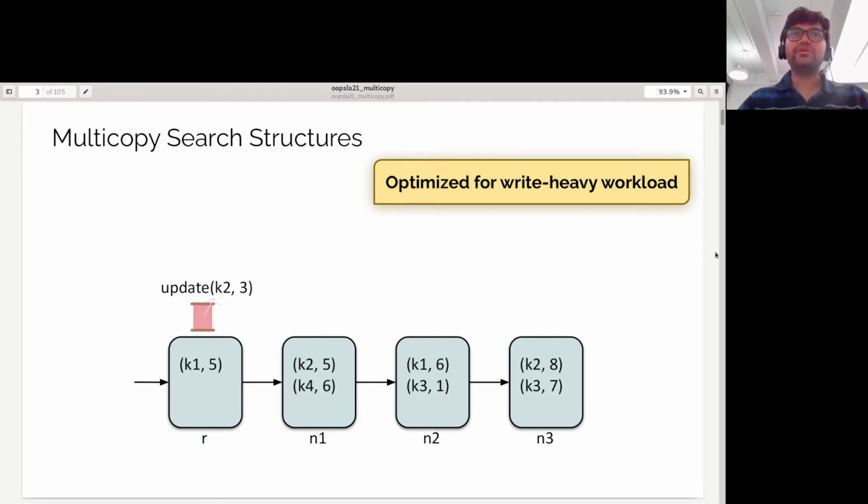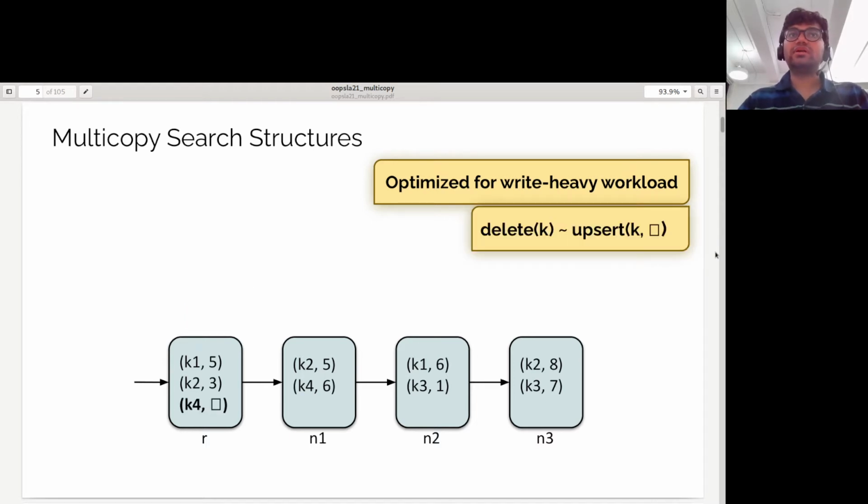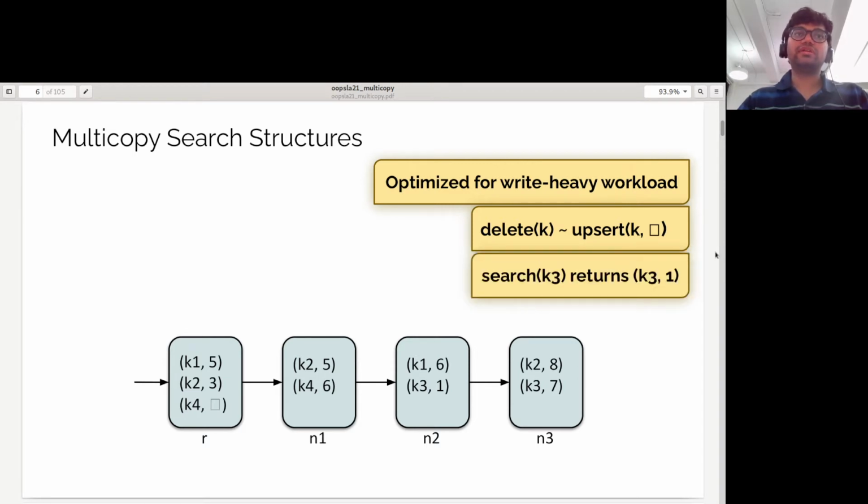The simplest way to handle these updates is to just add the updates at the root node. Deletions are also handled in the same manner as the update by using a tombstone value. Together we call this operation the upsert operation. Search, on the other hand, starts at the root node and returns the first copy that it can find.